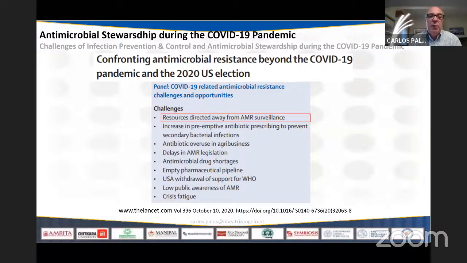And one of the major issues regarding the COVID pandemic is that resources are directed away from antimicrobial resistance surveillance. I can tell you that, for example, in my hospital, because we all were very involved in the management of patients or the management of the global situation, in fact, we had to stop for a short time these activities of reviewing what was done.